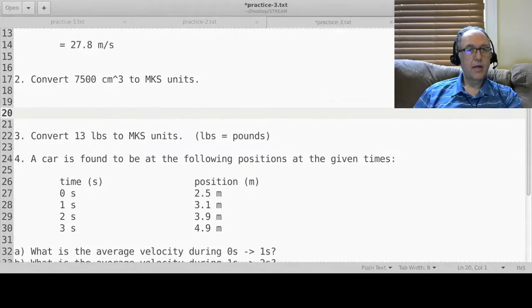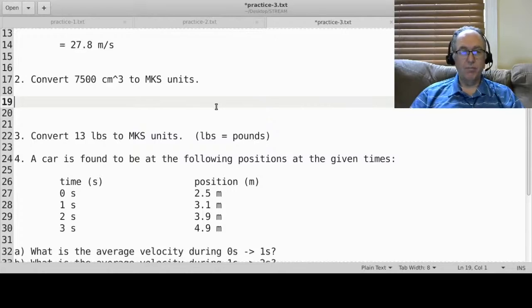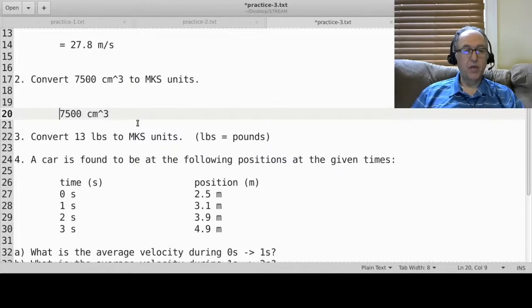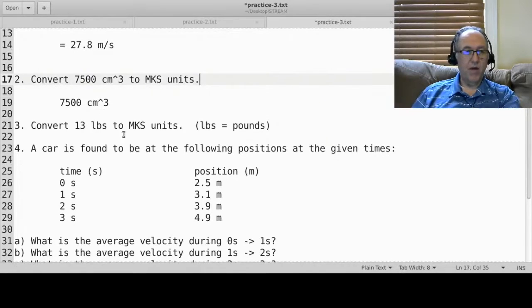Okay, so this one is another conversion problem, but it's different than the one I did in class. Here, I have 7,500 cubic centimeters, and a cubic centimeter is basically a measurement of volume. Volume is like a length times a width times a height. Okay, and in this particular measurement, I'm doing the length, width, and height measurement in centimeters. But that's not MKS units. In MKS units, you'd want meters by meters by meters. Okay, so a meter cubed would be your volume measurement.